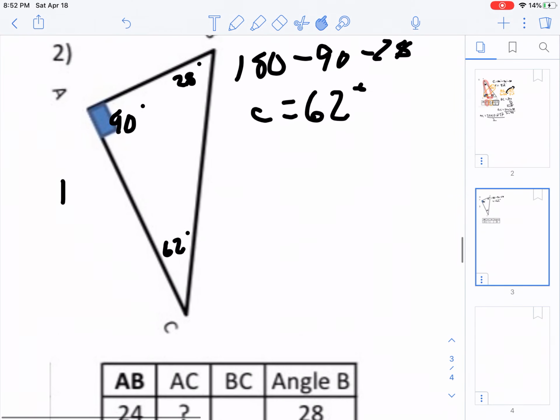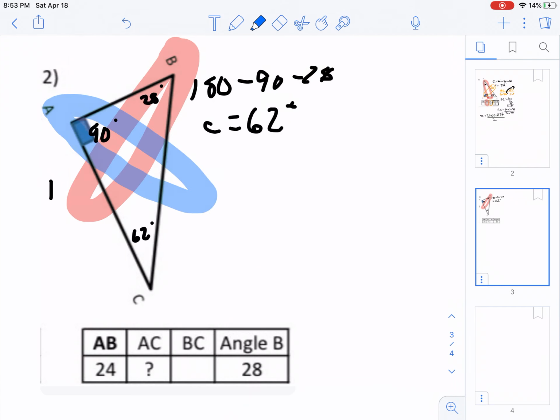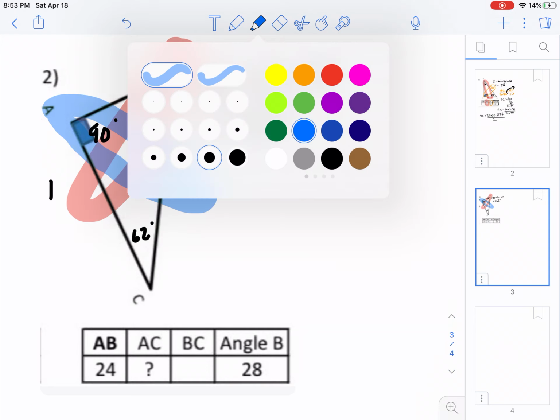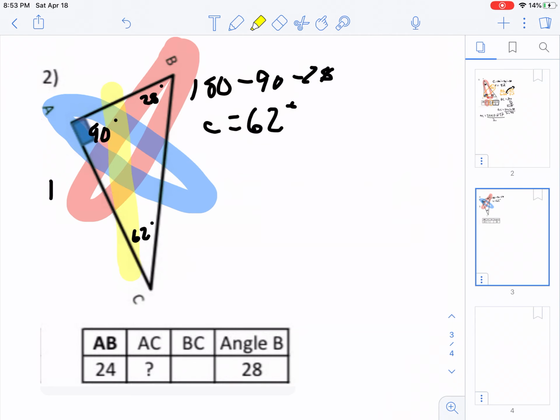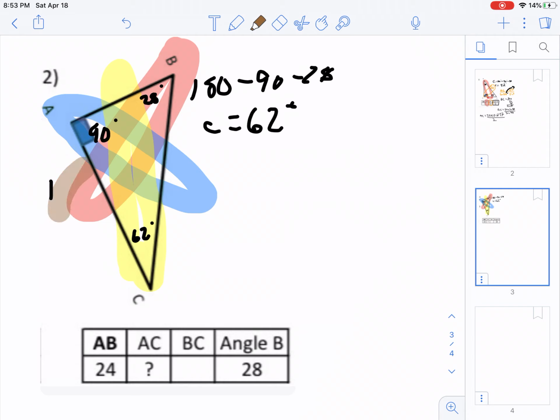All right, let's mark off our partners. So we know that this angle and side will go together because they're across from one another. This angle and side will go together because they're across from one another. And this angle and side will go together because they're across from one another. So what is it that we have to find? It asks us to find AC, which is this side here. So how do we do that?